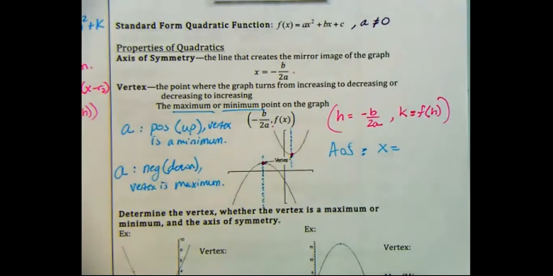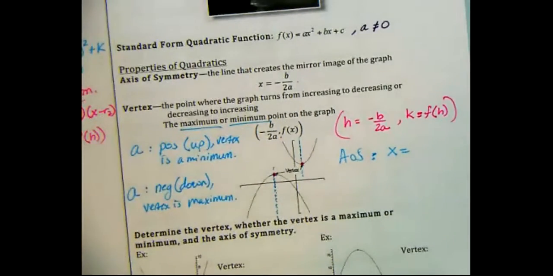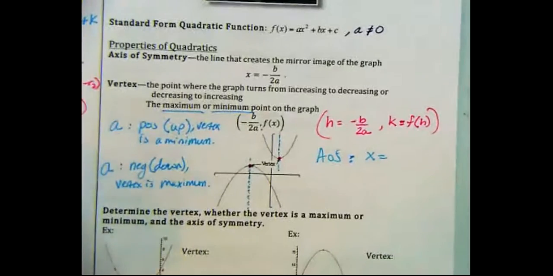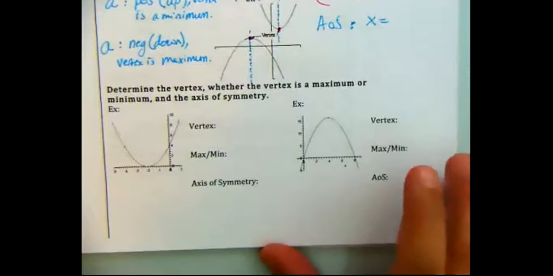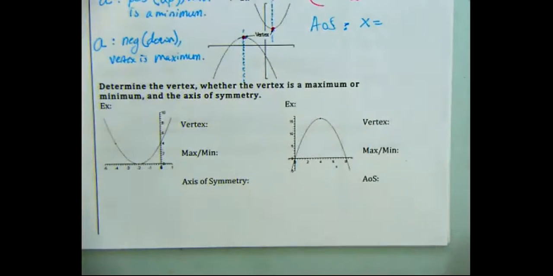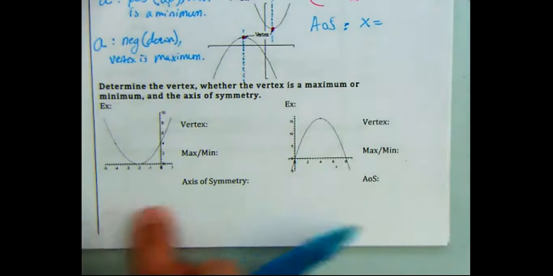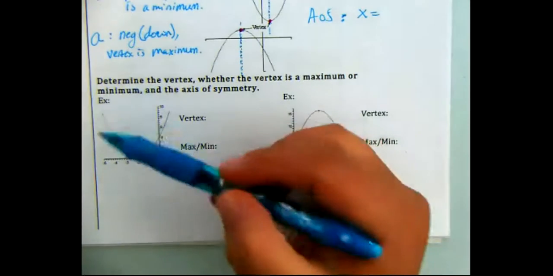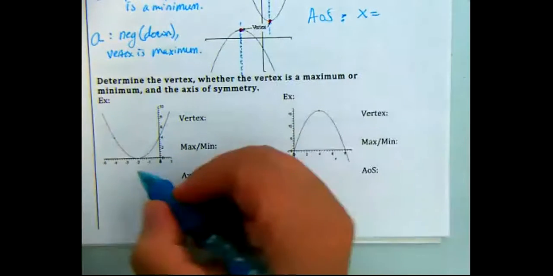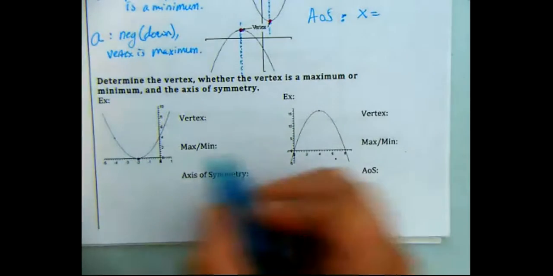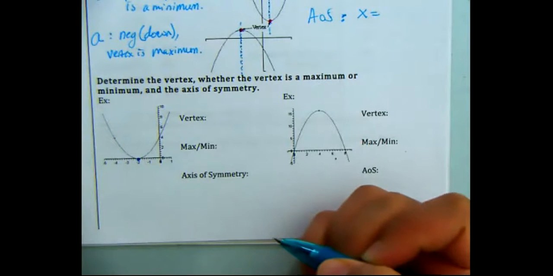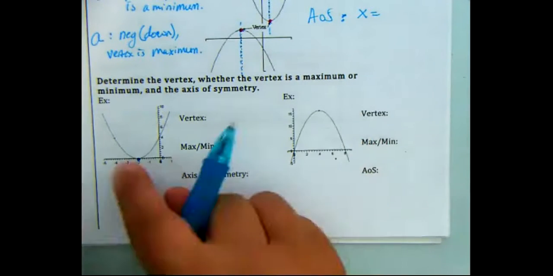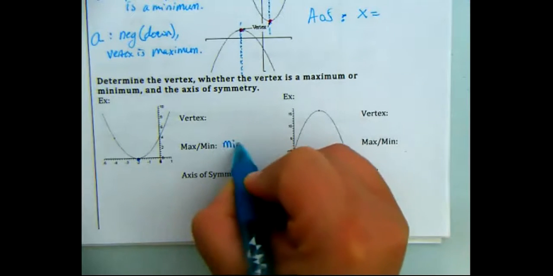Okay, so let's do some examples here. We're given a few parabolas here, and we're asked to determine the vertex, whether the vertex is a maximum or a minimum, and the axis of symmetry. All right. So we're not given a function, we're instead given a graph. That makes life a little bit easier because we don't have to do a lot of calculations. But just looking at this parabola, we can see it's opening upward. Our vertex is right here, it looks like, right? Yep. Which means that our vertex is going to be a minimum.